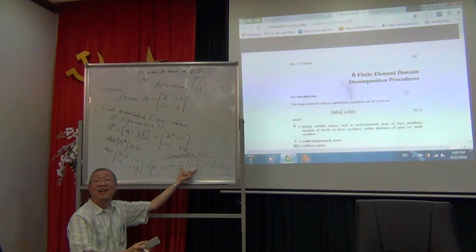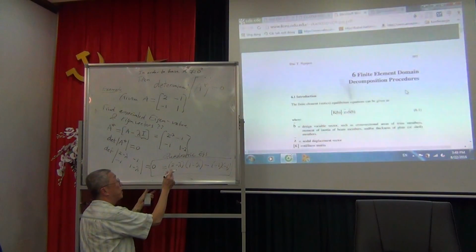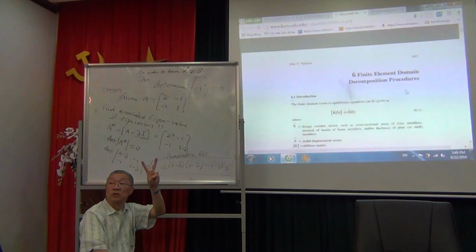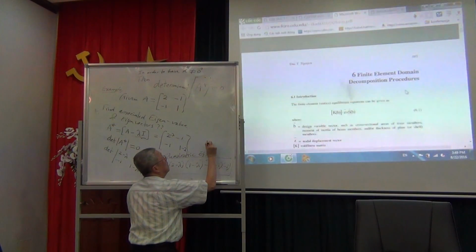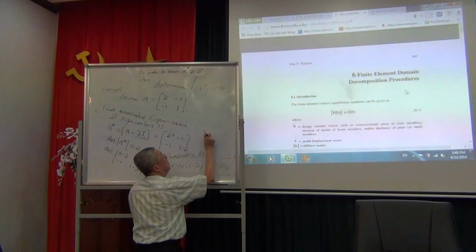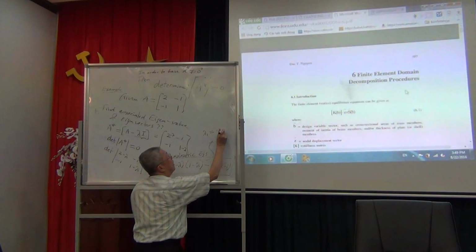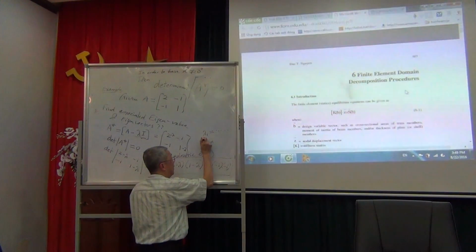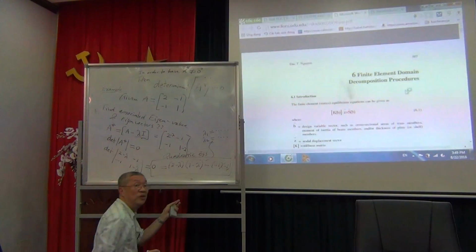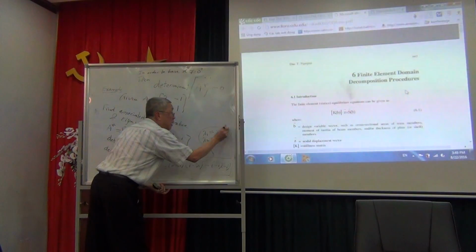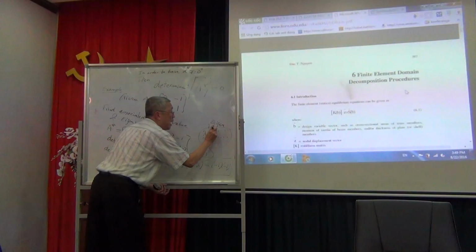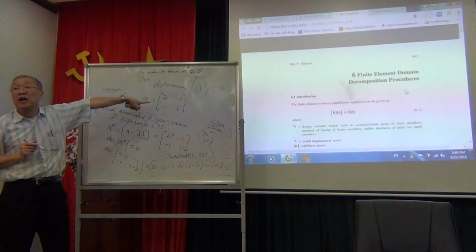Lambda squared. Quadratic. So you can solve to get 2 roots. Okay? So of course you can get 2 roots. Lambda 1 equal to some value, and then lambda 2 equal to some value. Okay? And these are called the eigenvalues of a matrix A.